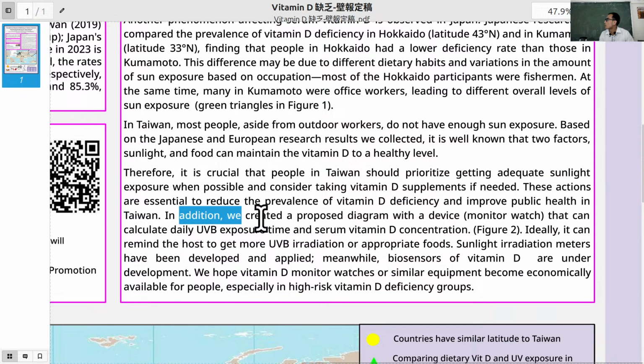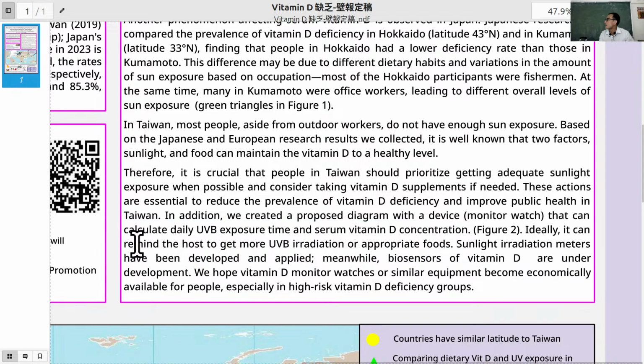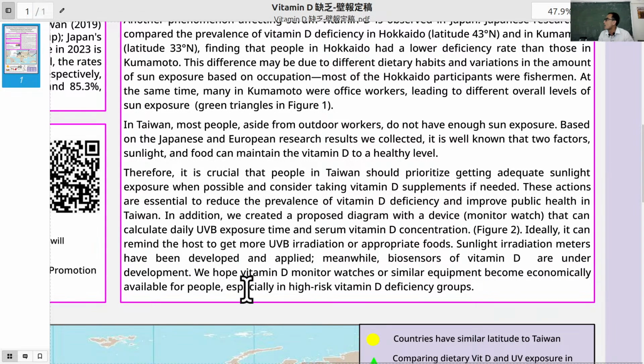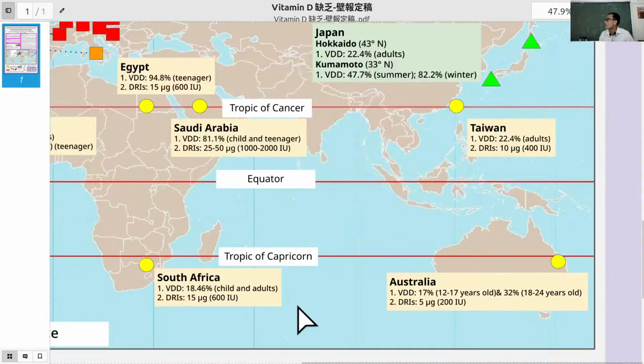In addition, we created a proposed diagram. Proposed means we suggest it; it is not real or yet to come true. The proposed diagram has a device, which I call a monitor watch, that can calculate the daily vitamin D exposure time and serum vitamin D concentration, like figure 2. Ideally, it can remind the host to get more vitamin D irradiation or appropriate food. Sunlight irradiation meters have been developed and applied. Meanwhile, biosensors of vitamin D are under development. We hope those vitamin D monitor watches or similar equipment become economically available for people, especially for high risk groups. Okay, let me explain this.